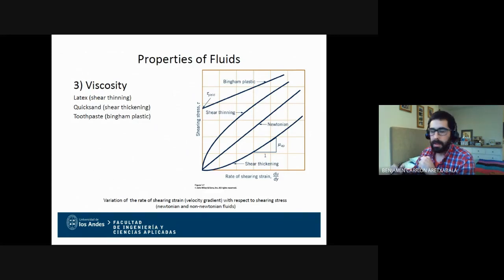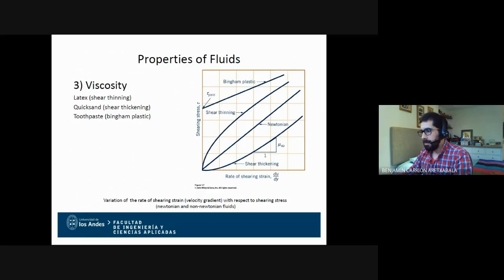So the viscosity of honey should be higher than water, right? And the viscosity of oil should be higher than that of water.